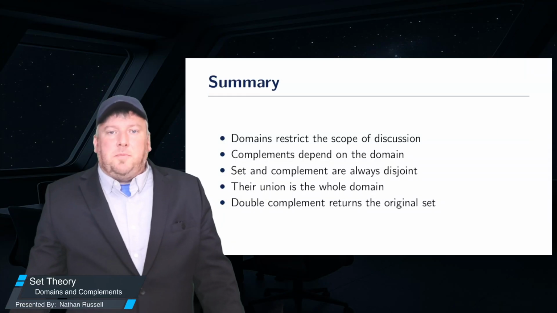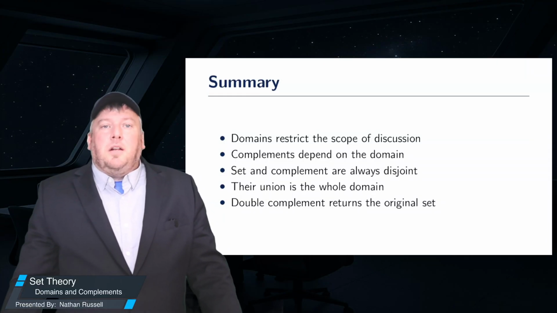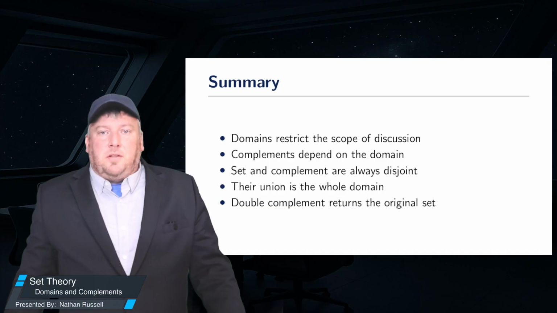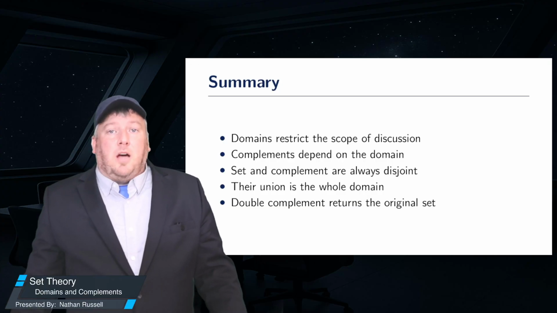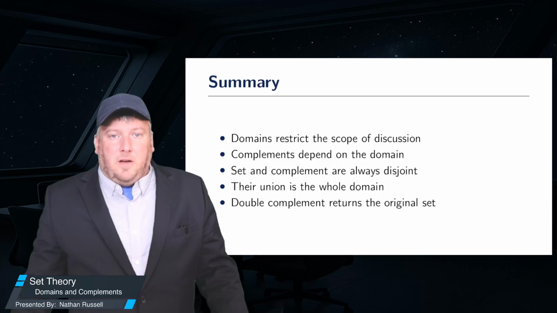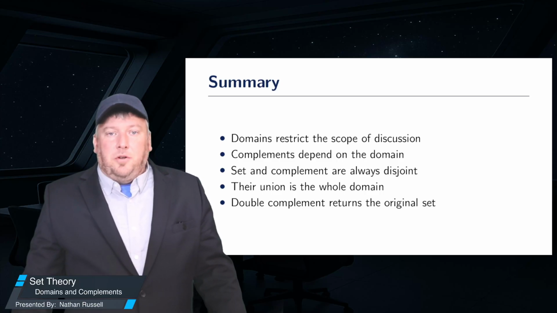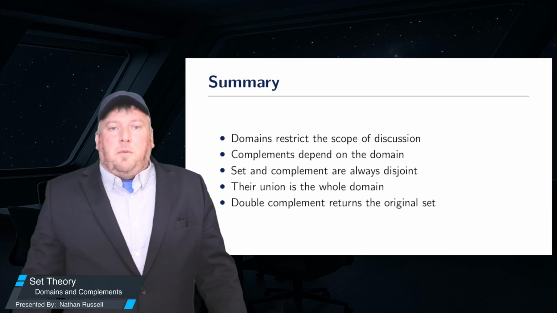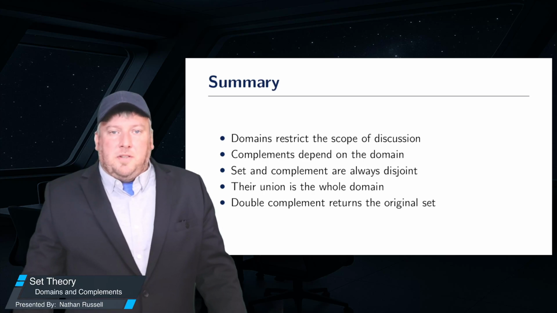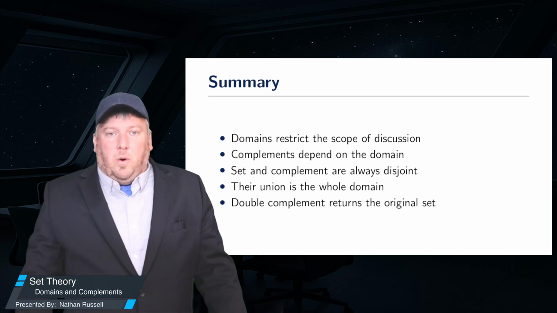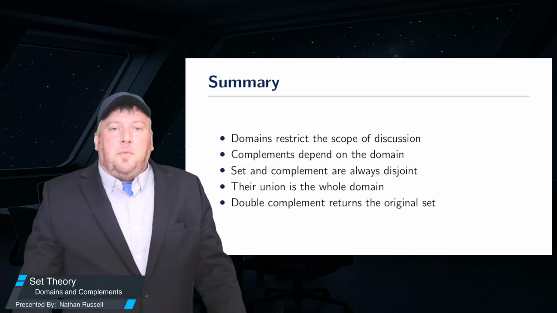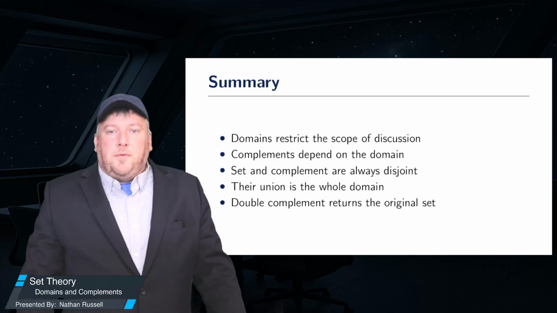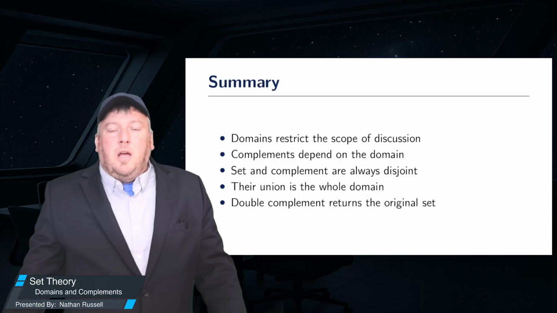Okay, that concludes my notebook of examples. To summarize, domains restrict the scope of a discussion. Complements only make sense once a domain is defined. A set and its complement are always disjoint. Their union is always the domain, and the complement of a complement is always the original set. Anytime we make a set, we need to be aware of its domain. We also need to be aware of the complement of the set. This will help us identify edge cases and any problems where we may have a logical issue going forward with our analysis.